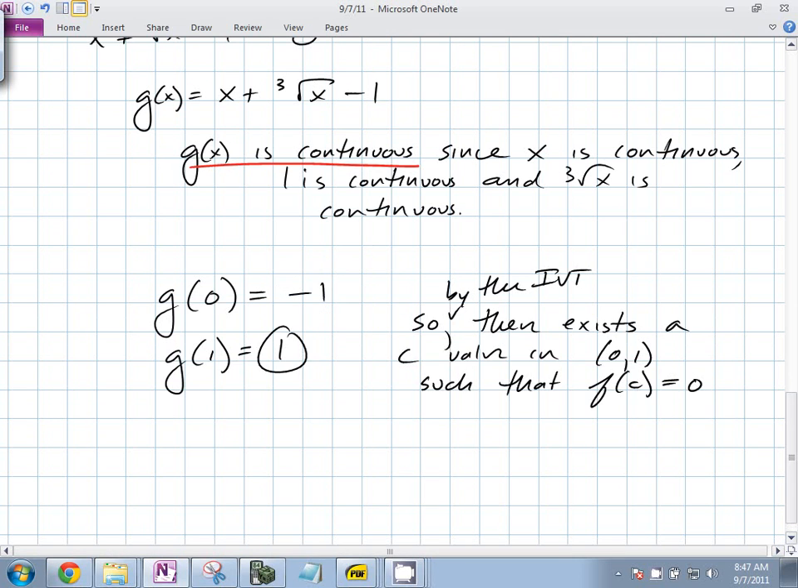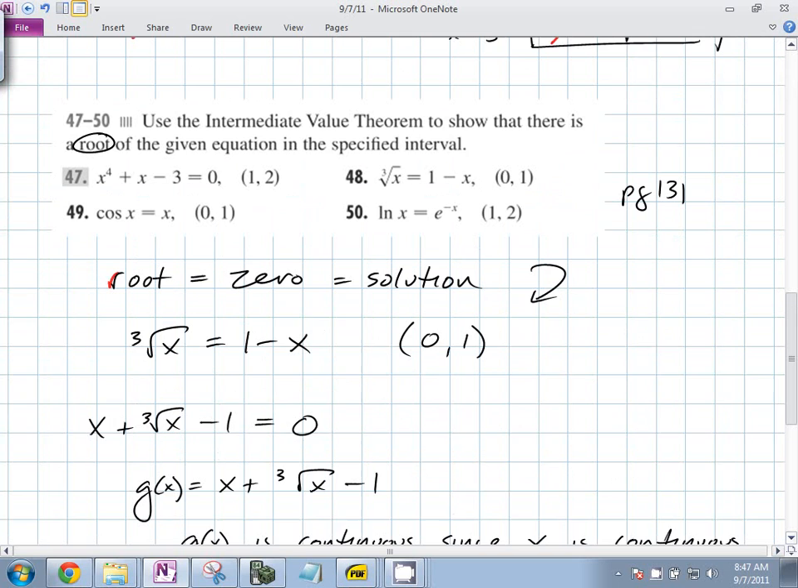So therefore, somewhere between 0 and 1, what has to be true? It has to cross the axis. Exactly. There has to be an x value that when you evaluate it equals 0. So by the theorem there exists a C value between 0 and 1. So what did we just prove? We wanted to show that there is a root.